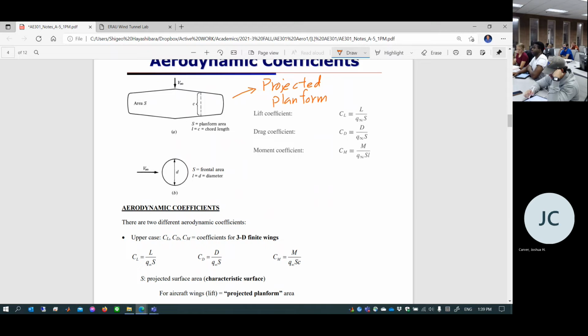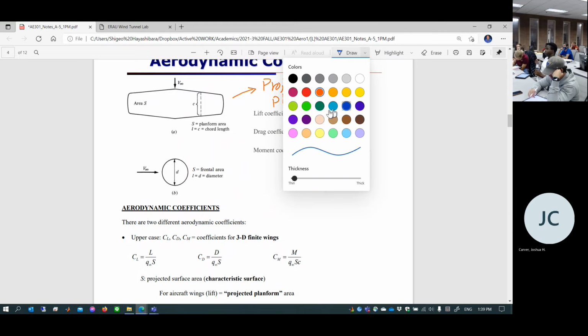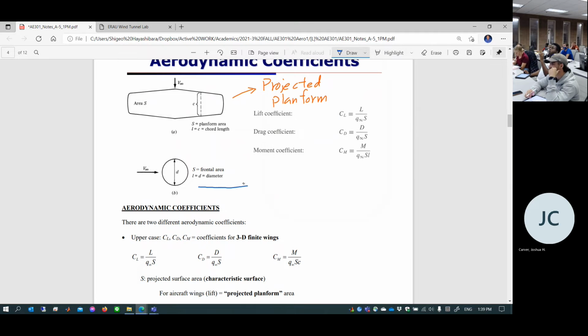Now, all of a sudden, suppose you're doing aerodynamics of a parachute or a drag producing device, you are going to use a different definition of this area. This is called projected frontal area. So that's the meaning of this area S. What is a projected frontal area?